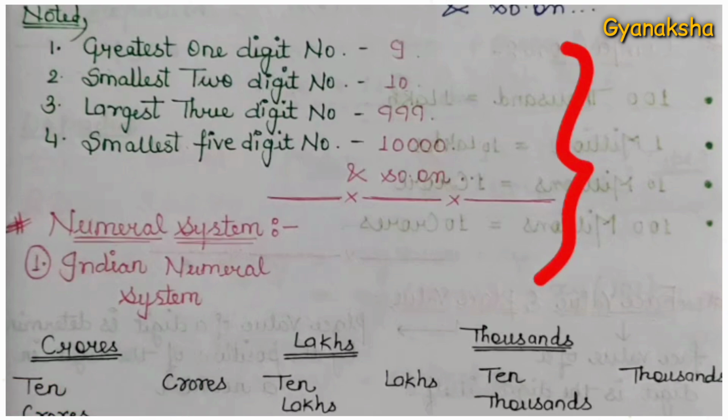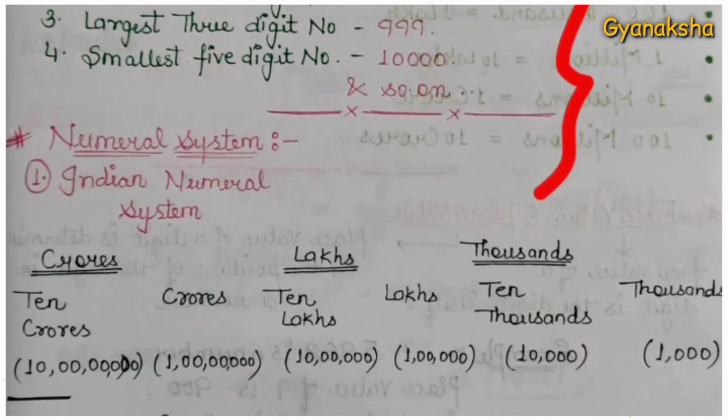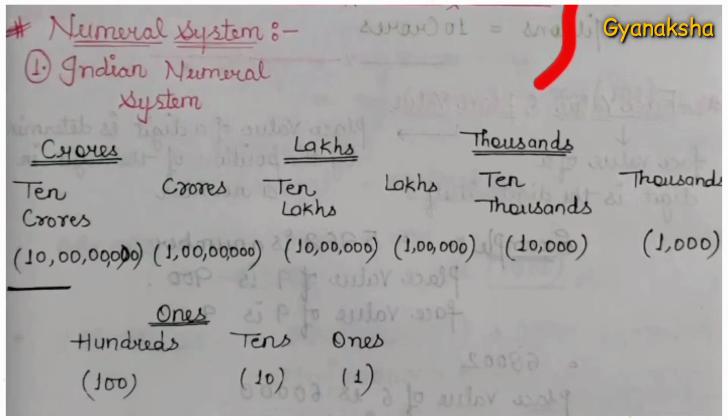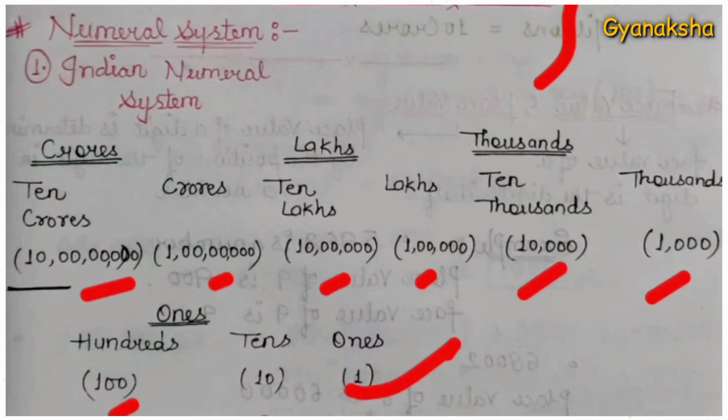In the numeral system, we have 2 types: Indian numeral system and international numeral system. We start from the right and move towards the left. Ones, tens, 100, 1000, 10,000, lakh, 10 lakhs, crores, 10 crores. We start from ones and move towards the higher units, ones, then tens, then 100. In every step, one 0 is added on. 1000, 10,000, lakh, 10 lakhs, crores, 10 crores, and so on.